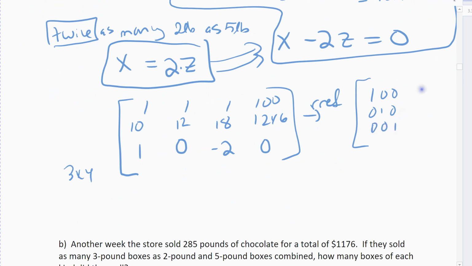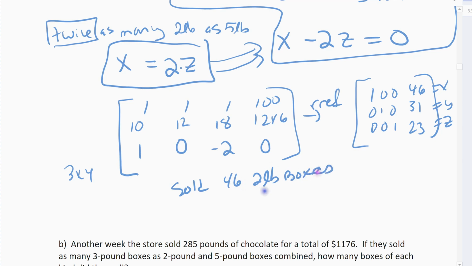All right, so it should come out 46, 31, 23. So x is 46, y is 31, z is 23. So they sold 46 2-pound boxes, 31 3-pound boxes, and 23 5-pound boxes.